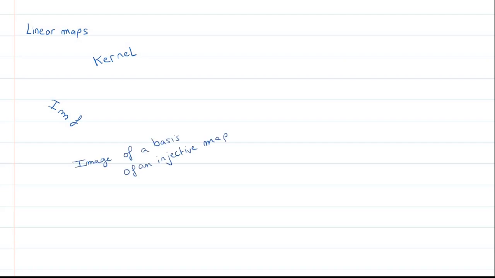Hello, linear maps, kernel of f, image of f, image of a basis, injective map, rank theorem, things you heard about, but have you ever really understood them? And have you ever imagined what they look like? Yes, you heard me well, how they look like. In this video, we will visualize these concepts and their secrets so you can have a better concrete understanding of them.